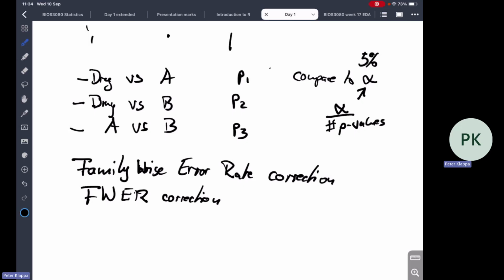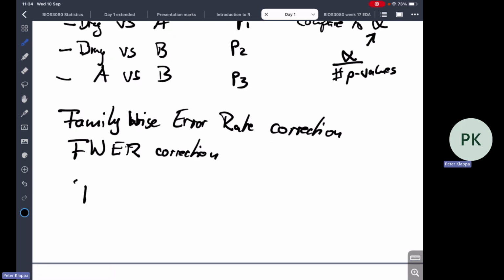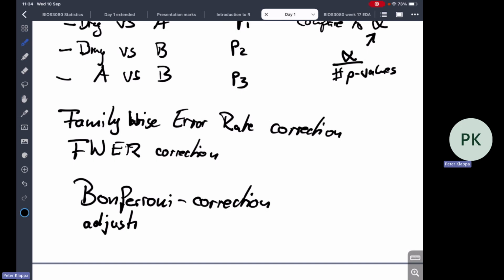Because then, when I judge every one, they add up, or not necessarily add up, but at the end of the day, when I have done all the p-values, I can be sure that overall, I'm still back to my 5% overall error rate. Yeah, makes sense? This method has a name. It's called the Bonferroni correction. And what we are actually adjusting is alpha, the significance level.